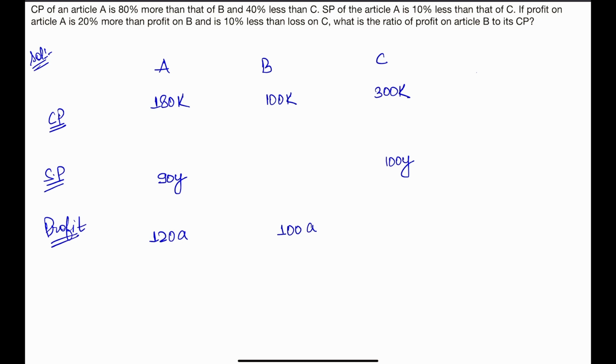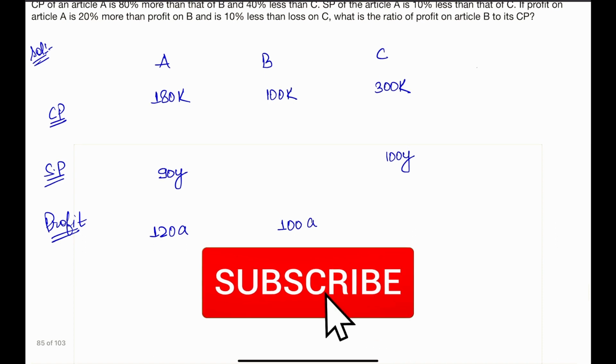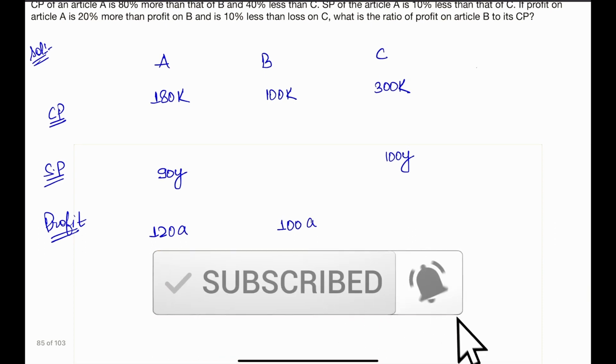So these questions mostly focus on the words. If you crack the words, it's easy to crack the question. So, A is 20% more than B, and is 10% less than, a loss on C. 10% less, and then it's a loss. So if it's a loss, 10% loss.